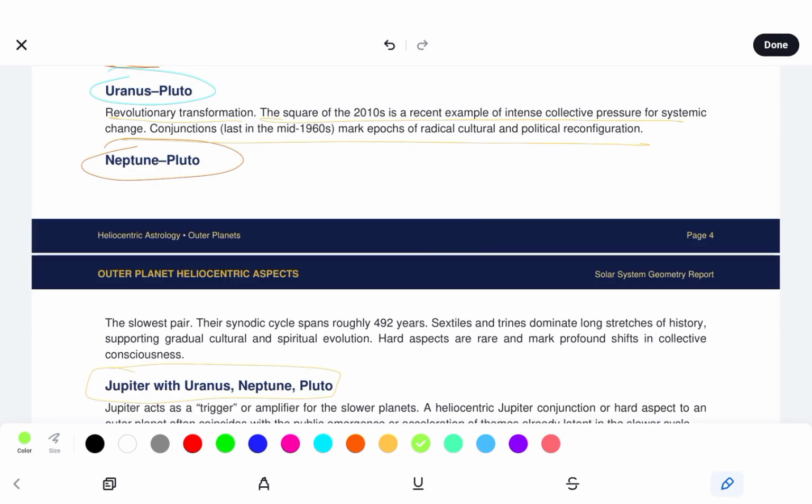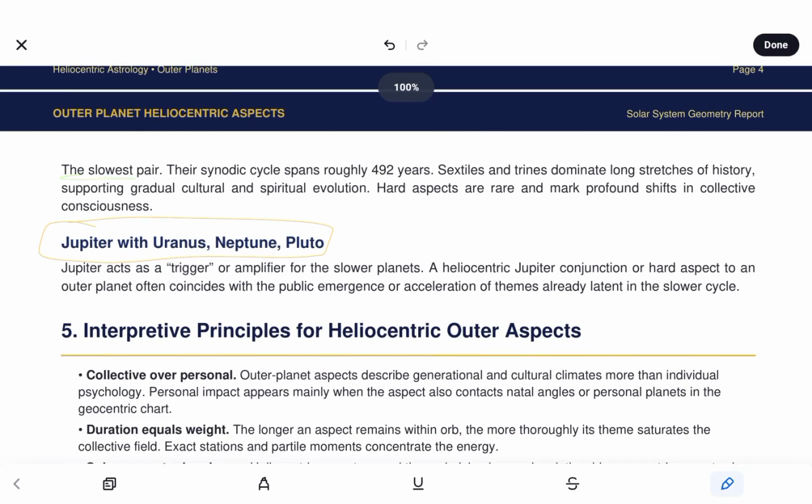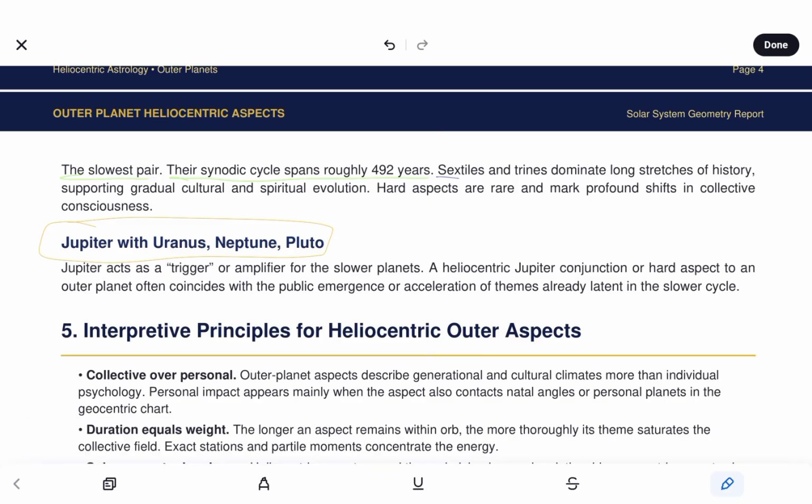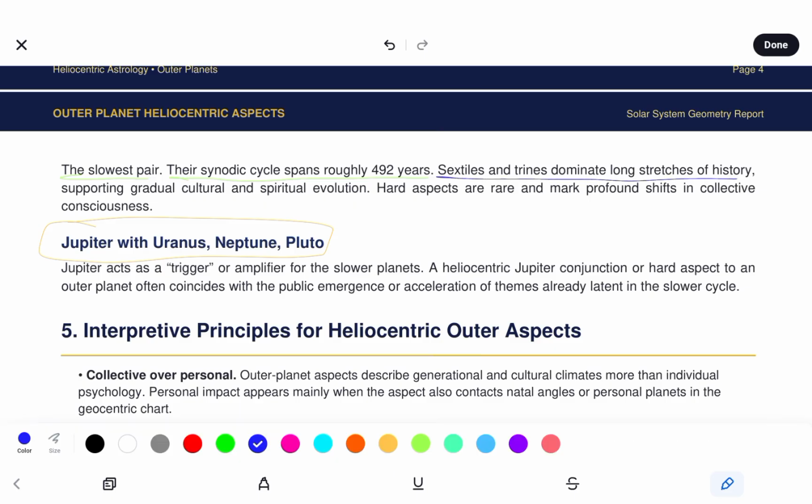Alright, Neptune, Pluto, the slowest pair. Their synodic cycle spans roughly 492 years. Sextiles and trines dominate long stretches of history, supporting gradual cultural and spiritual evolution. Hard aspects are rare and mark profound shifts in collective consciousness.